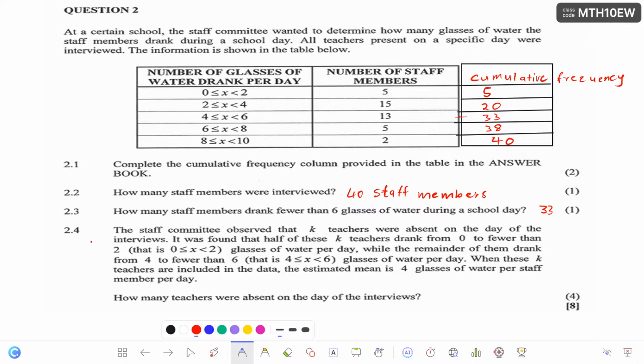So okay, let's go to the last question. They said the staff committee observed that K teachers were absent on the day of the interview. It was found that half of those K teachers drank from 0 to fewer than 2 glasses of water per day, while the remainder of them drank from 4 to fewer than 6 glasses of water per day. When those K teachers are included in the data, the estimated mean is 4.